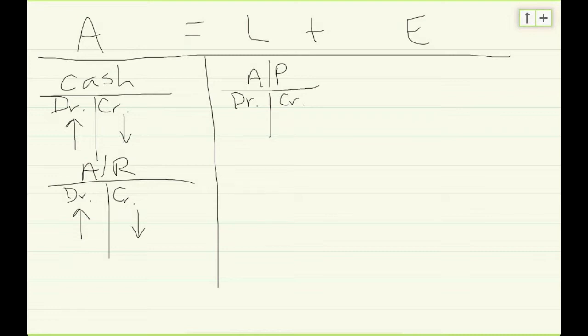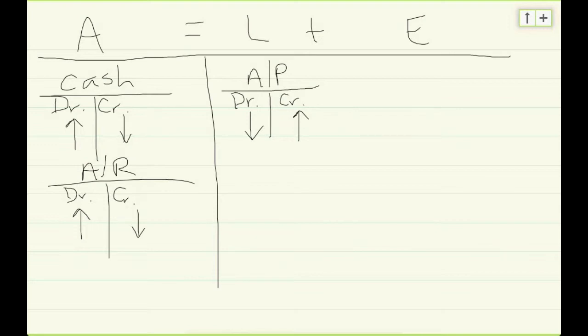Liabilities behavior is that credits increase liabilities and debits decrease liabilities. So you can take any liability account, no matter what it is, and if we're crediting it, we're increasing it. If we're debiting it, we're decreasing it. Okay, so we could say that the behavior of a liability account is that it increases with a credit and it decreases with a debit.